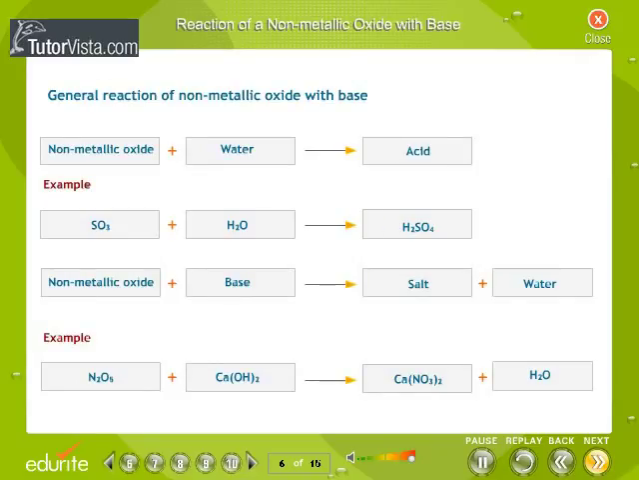Reaction of a non-metallic oxide with a base. Oxides of non-metallic elements are acidic in nature. The reaction of a non-metallic oxide with a base is similar to the reaction between a base and an acid. Non-metal oxides are called acid anhydrides.